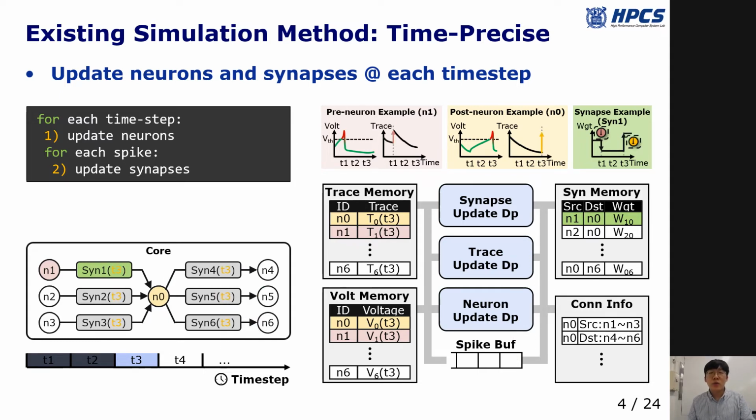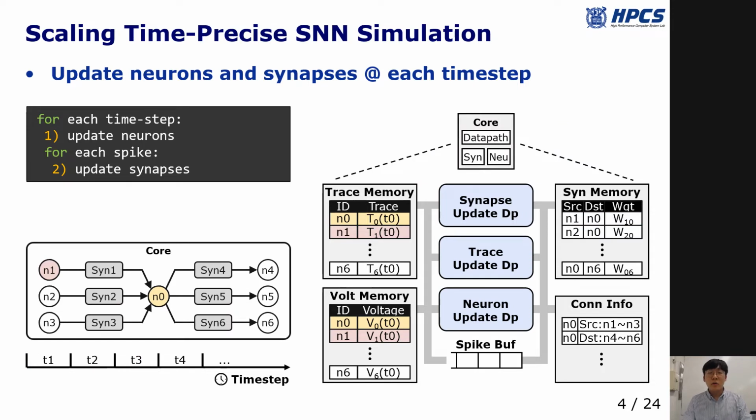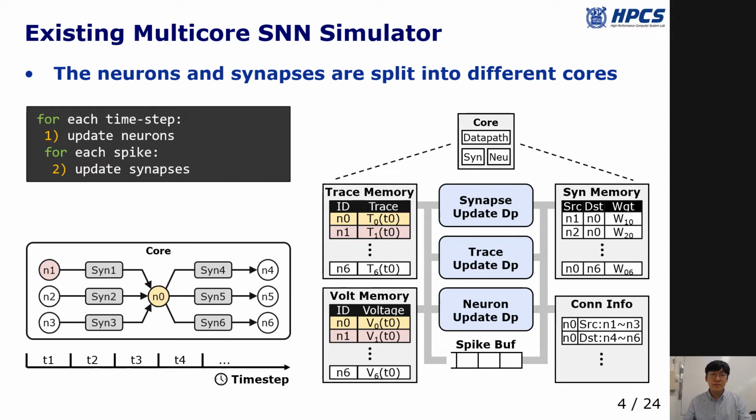The simulator repeats the procedure until the simulator reaches a predefined deadline. Overall, the simulation is a simple procedure of repeating the neuron update and synapse update. However, things get complicated as the system scales. To simulate large-scale SNN, existing simulators adopt multi-core system to exploit parallelism.